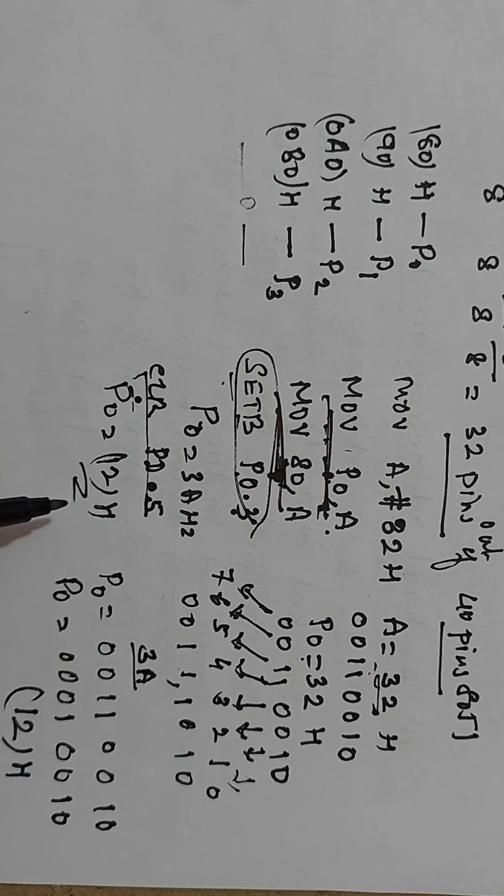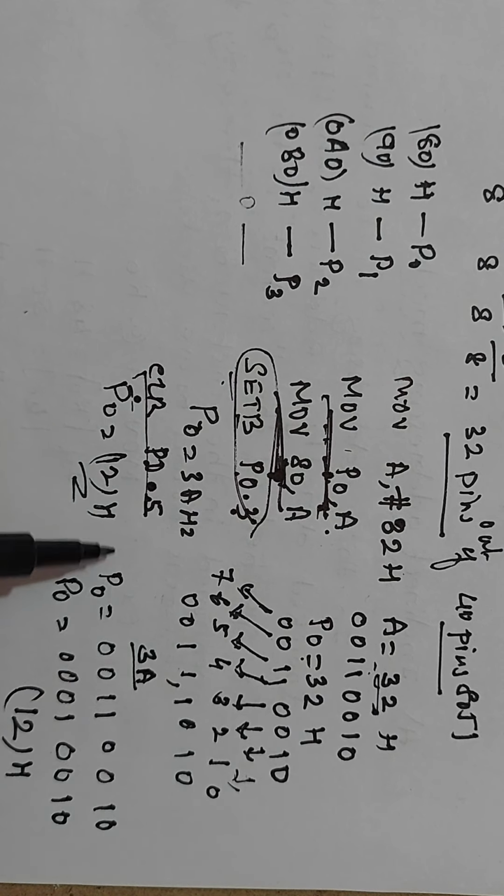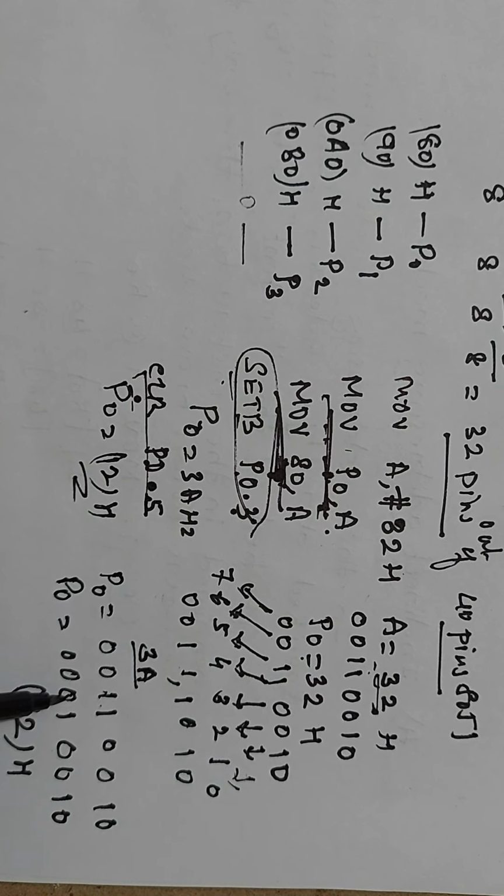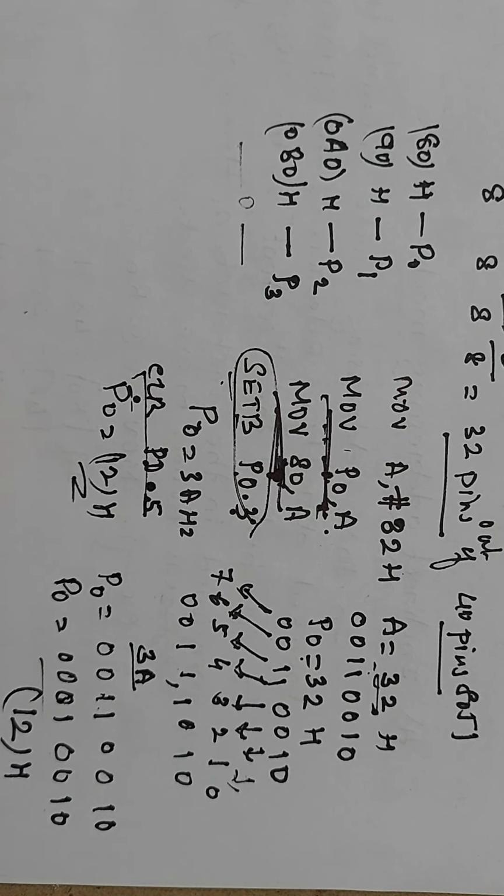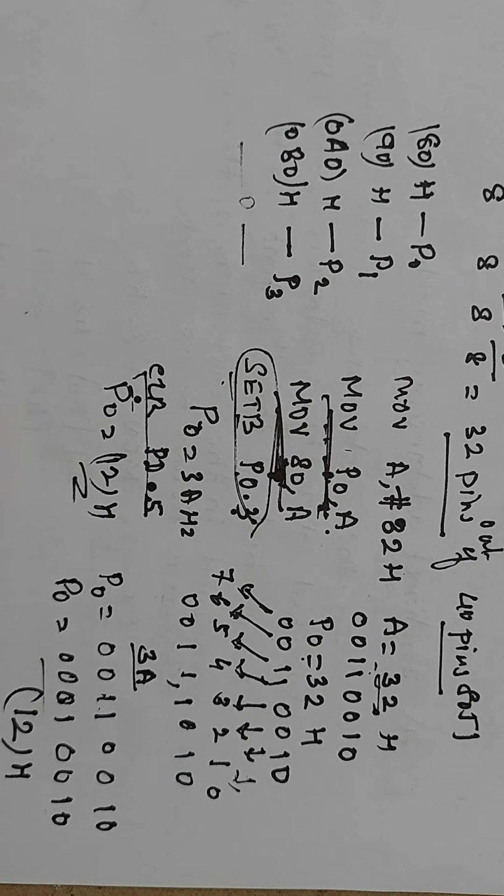This instruction shows that make the fifth bit of port P0 clear, means make it 0. If the fifth bit is 1, then it goes to 0. See, this is the fifth bit, it goes to 0. In this way, you can use a port as a bit address or byte address.